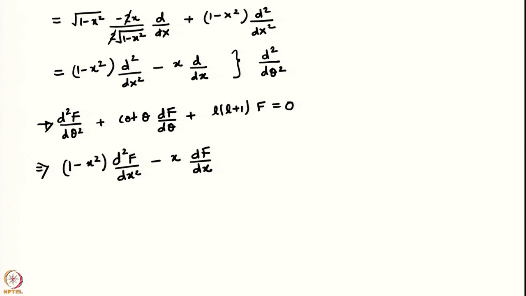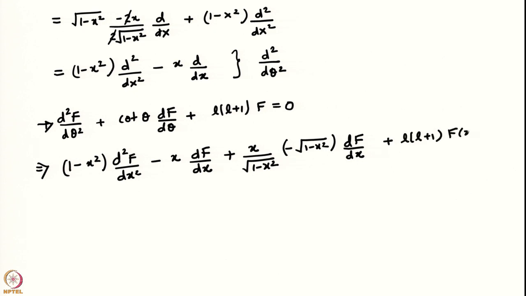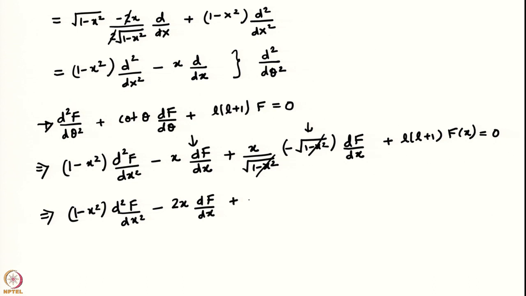Then we have plus cot theta, which is cos theta by sin theta. So cos theta is x, sin theta is root 1 minus x square, and d by d theta we had seen is minus square root 1 minus x square into d by dx, which is just df by dx. And then the last term remains the same, and now f is a function of x. You can see that this term and this term cancel. These two terms have the same sign, they are exactly the same. So it is just 2 times the first term. So, 1 minus x square d square f by dx square minus twice x df by dx plus L into L plus 1 into f of x is equal to 0.